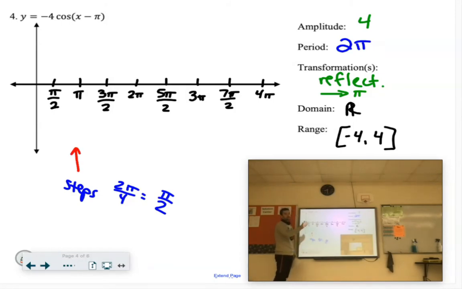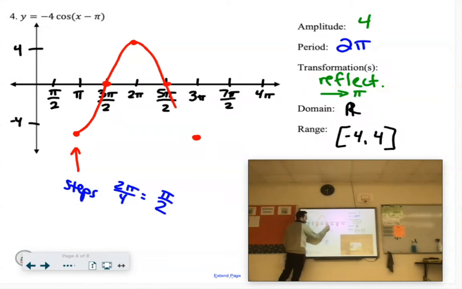Cosine typically starts at the maximum point, but this one's being reflected. So we're actually going to start at the lowest point here. So let's give our pi, negative 4. So we're starting at the bottom. We started at the bottom, now we're here. So we're going to go lowest point, middle, maximum, middle, minimum. This would be one cycle of this graph.